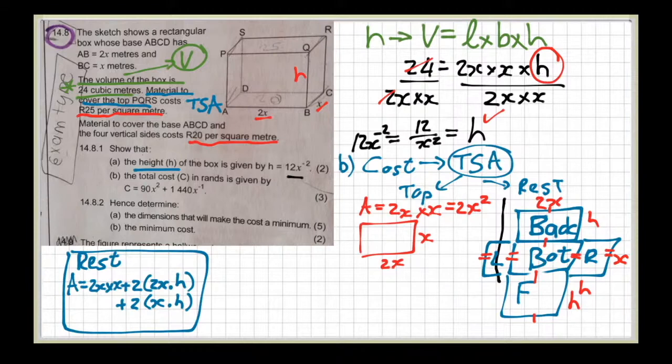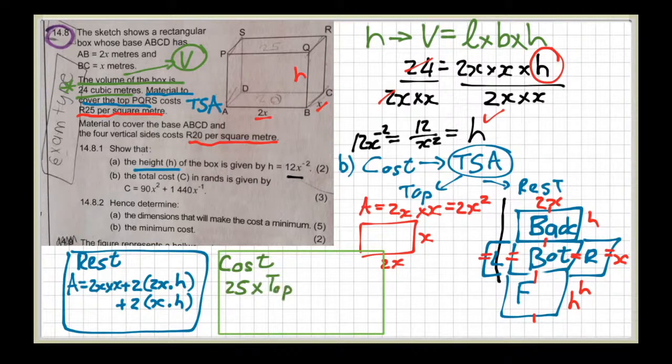Whoa, this is getting messy, guys. This is getting messy, and I apologize for that. So in this green little block, I'm going to look at cost. The cost, they tell me, is 25 Rand for the top, plus 20 Rand times the rest.